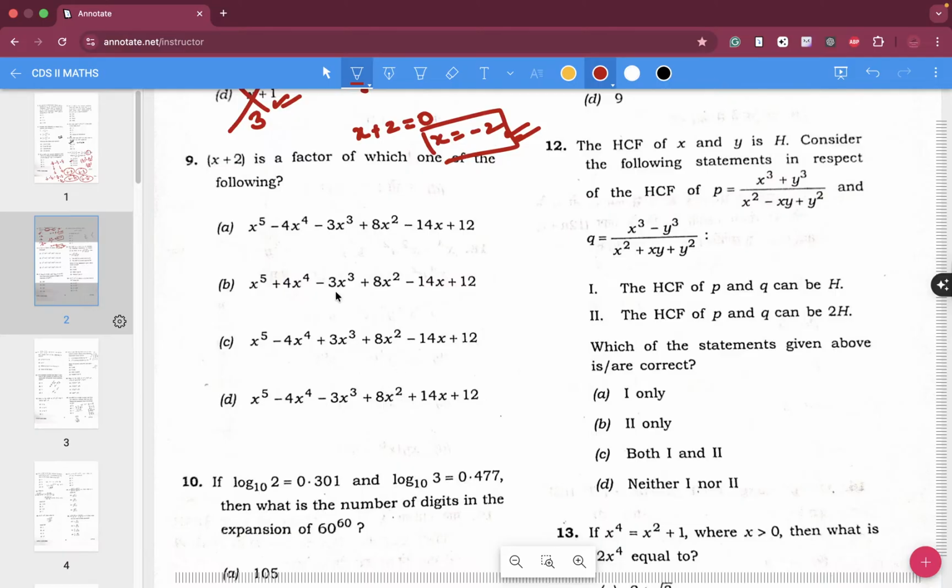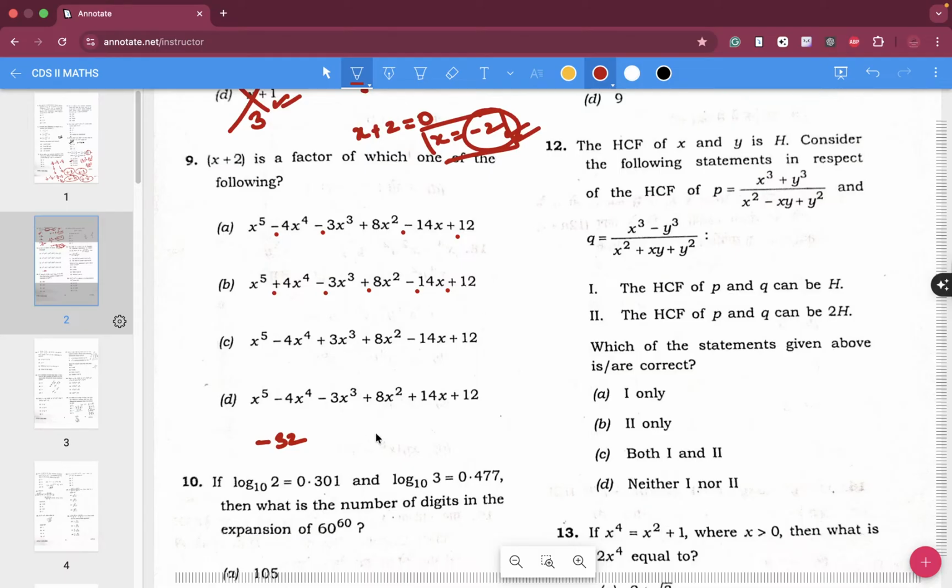So what we are first going to do is ignore the sign. We are simply going to check x is equal to minus 2 and x raised to the power 5. X raised to the power 5 is how much? It is minus 32. This minus 32 is coming from the value of x only. I'm not taking into consideration each of these signs as of now. Now 4 into x raised to the power 4, which means minus 2 raised to the power 4. Minus 2 raised to the power 4 is how much? 2, 4, 8, 16.